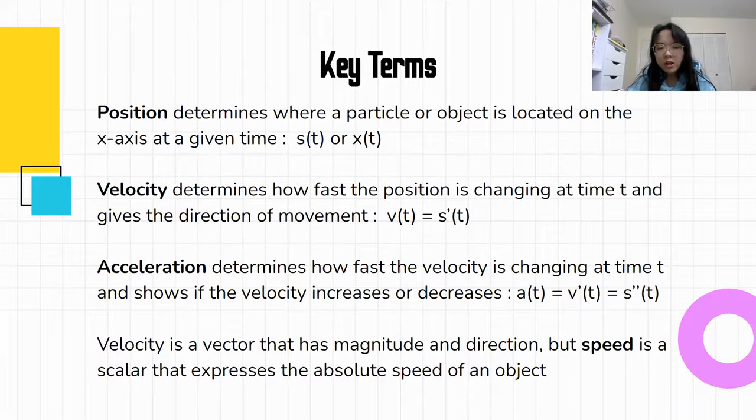Velocity is a vector that has magnitude and direction, but speed is a scalar that expresses the absolute speed of an object.